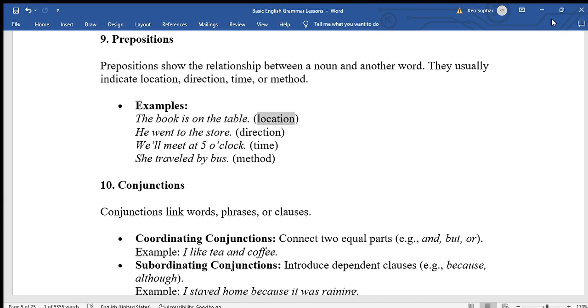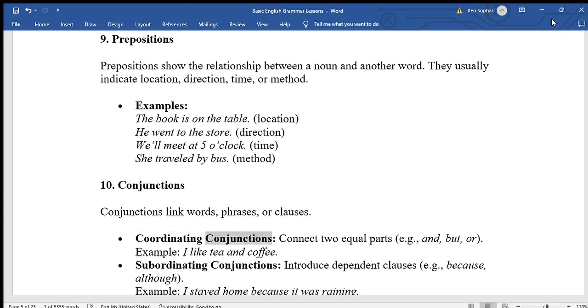Direction: he went to the store. Time: we'll meet at 5 o'clock. Method: she traveled by bus.